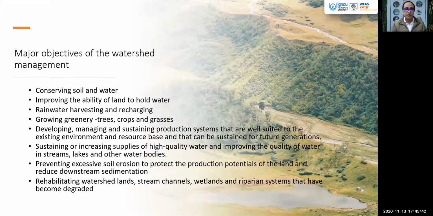That we have to look at from a cultural concept. Sustaining or increasing supplies of high quality water, improving the quality of water in streams, lakes, and other water bodies. That's what we are talking about. Consider how Sukhna Lake in Chandigarh was revived. Most of you must know that first there was a watershed conservation program in the upper catchment, preventing excessive soil erosion and rehabilitating watershed land, stream channels, and wetlands that had become degraded. So these are some of the major objectives of watershed management followed across the world.